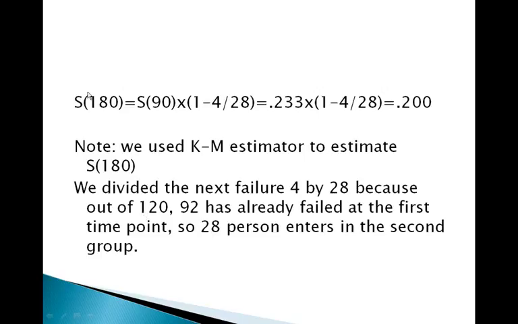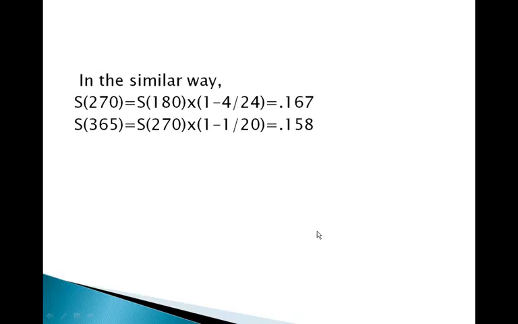Then we look at the survival at 180. That's equal to the survival calculation at 90 times 1 minus 4 over 28. That gets us 0.200. If we note that we use the Kaplan-Meier to estimate the survival at 180, we divided the next failure, 4 over 28, because out of the 120, 92 had already failed at the first time point, leaving us with only 28 persons that entered into the next group above it. So in a similar way, we would also get the survival at 270 and survival at 365.